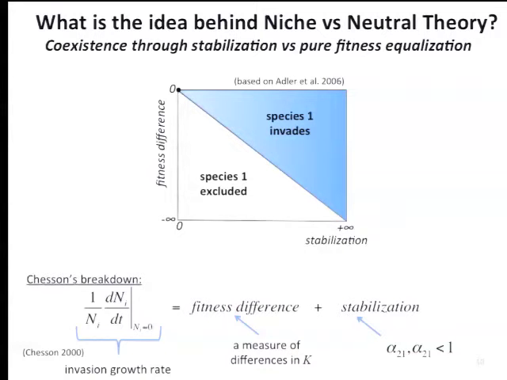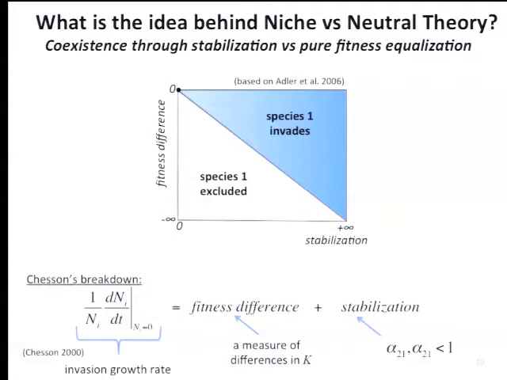And in the context of the simple Lotka-Volterra model we talked about, at least approximately, you could think of fitness differences as differences in the carrying capacity, and stabilization reflecting how much these alphas are less than one. Chesson didn't quite prescribe it in the context of that model. It's a slightly different parameterization. So this is only approximate, but helpful.